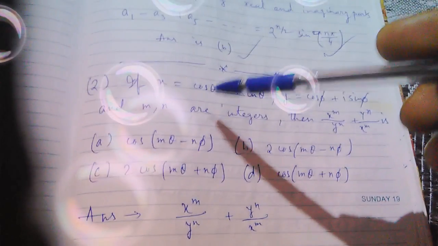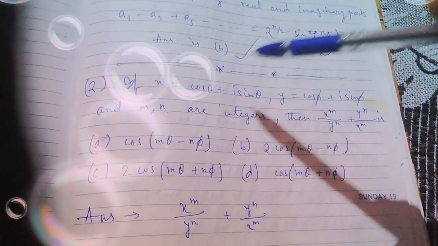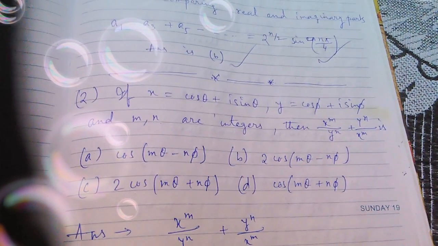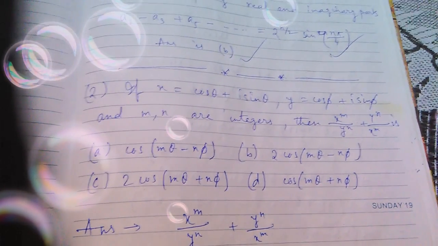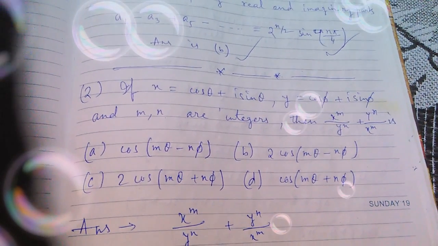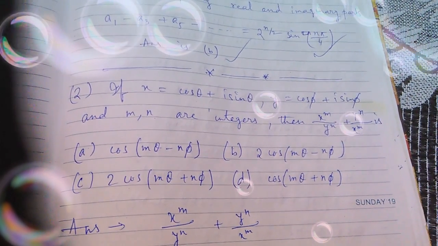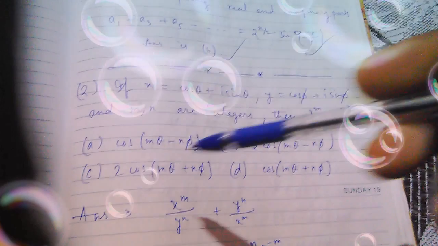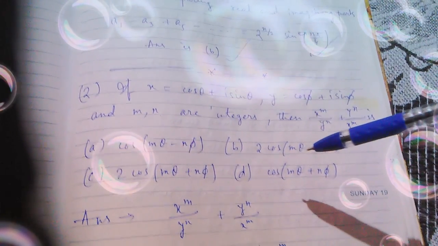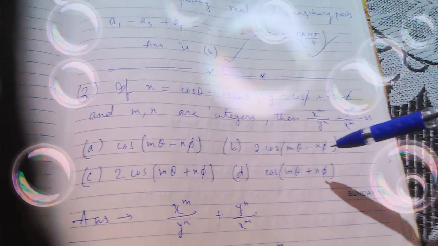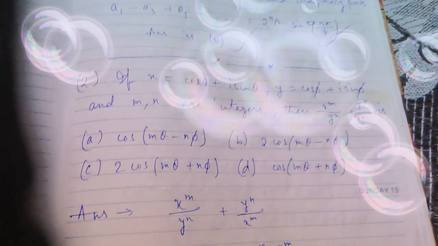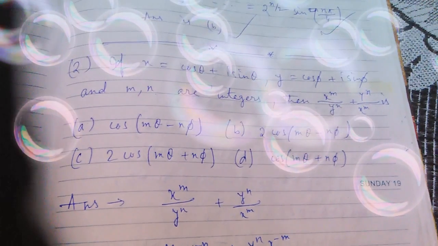Number 2. If x is cos theta plus i sin theta, and y is cos phi plus i sin phi, and m and n are integers, then x to the power m by y to the power n plus y to the power n by x to the power m is equal to: A, cos of (m theta by n phi); B, 2 cos of (m theta minus n phi); C, 2 cos of (m theta plus n phi); and D, cos of (m theta plus n phi).